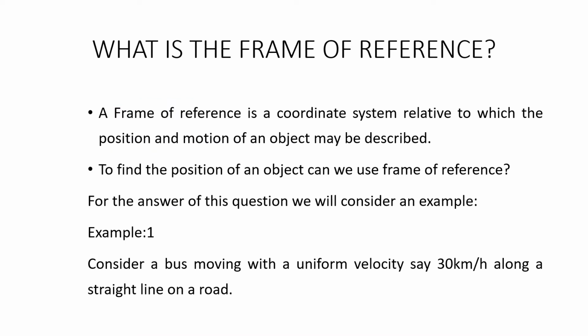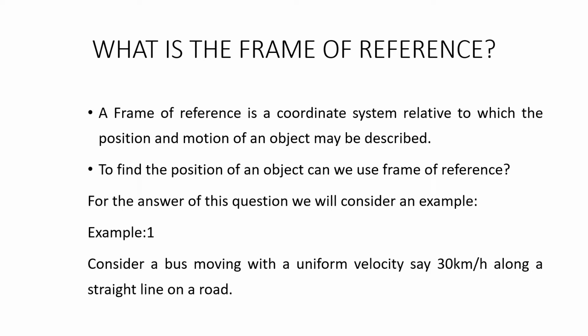Now we will start. What is the frame of reference? A frame of reference is a coordinate system relative to which the position or motion of an object may be described. To find the position of an object, we can use a frame of reference. Is it possible? It means defining a frame of reference relative to which the motion of the object is to be described. Is it possible that the position of the object can be found by the frame of reference? For the answer to this question, we will consider an example.